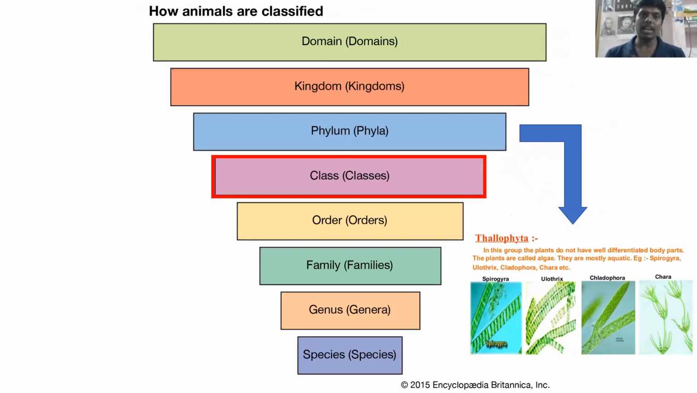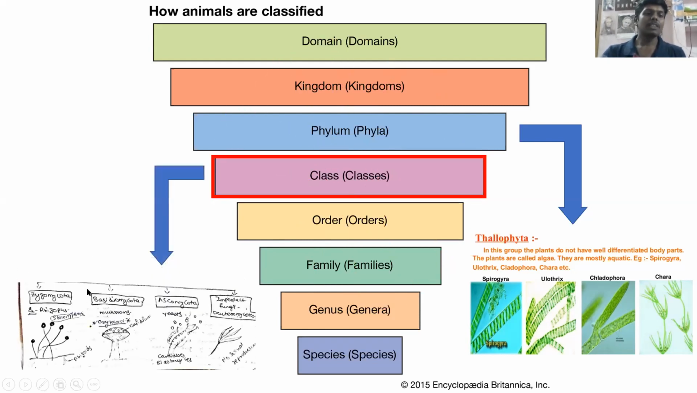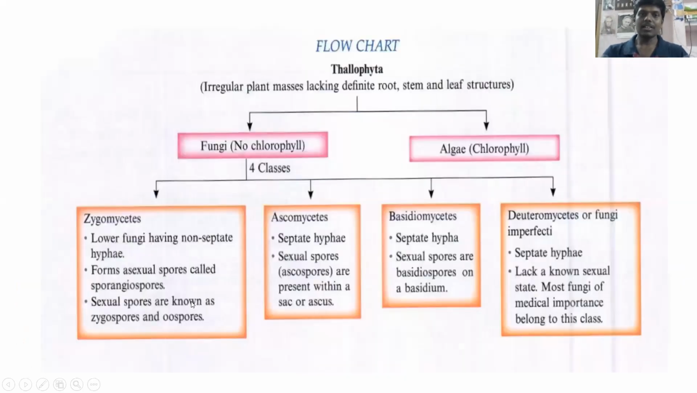Within the Thallophyta, we have four classes. The four classes of fungi are zygomycetes, basidiomycetes, ascomycetes, and deuteromycetes. So we can see individually in detail one by one.